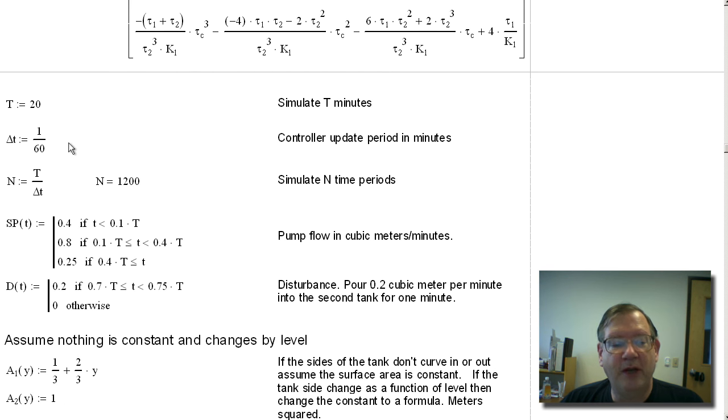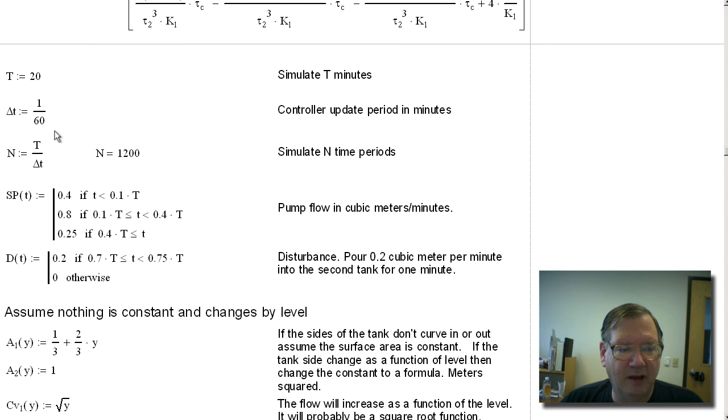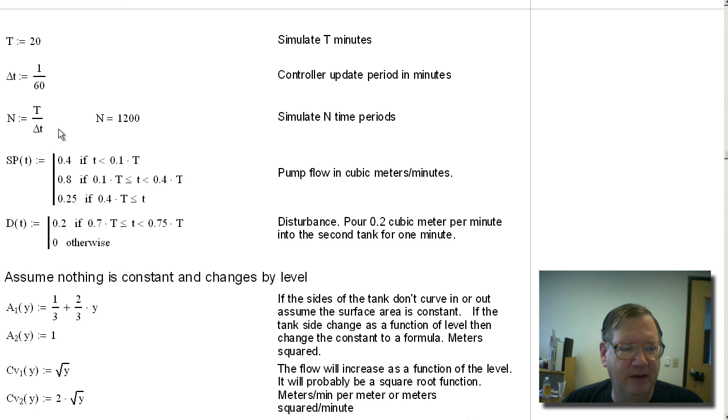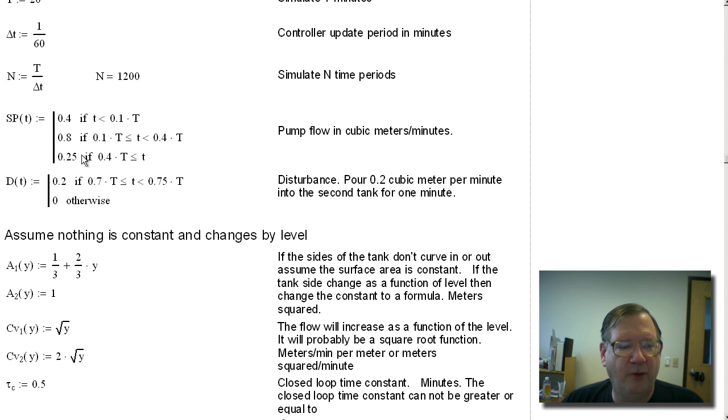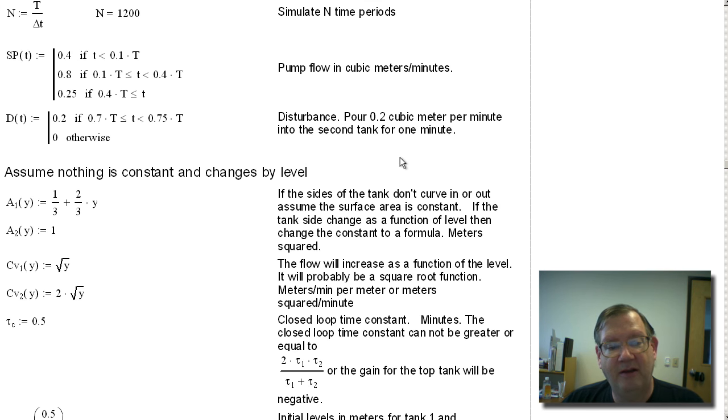I'm going to simulate 20 minutes. Update period is going to be in seconds, but I'm going to define it as 1/60th of a minute. And I'm going to change the set point a few times. I've got a disturbance where I pour in 2 cubic meters per minute into the second tank, and we'll see how that reacts.